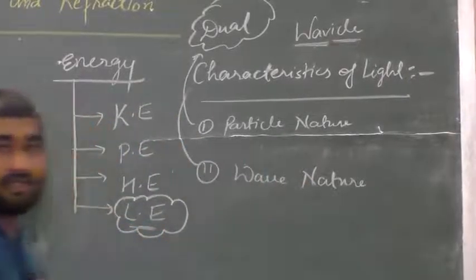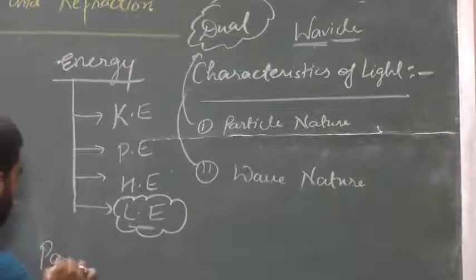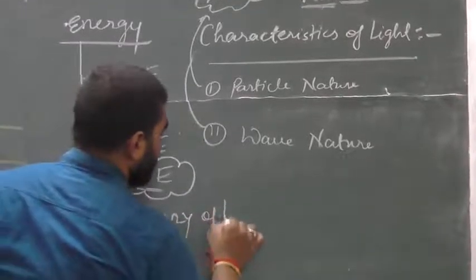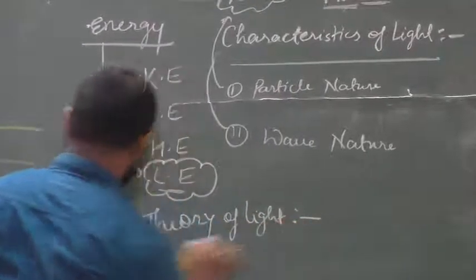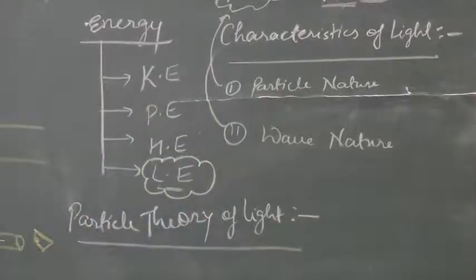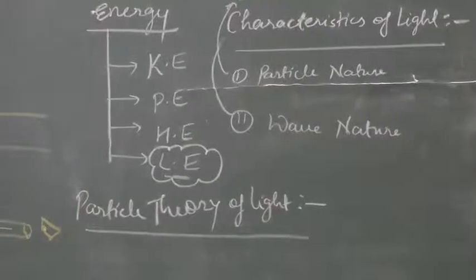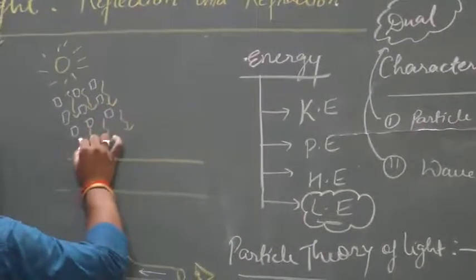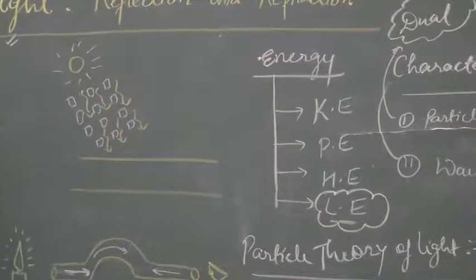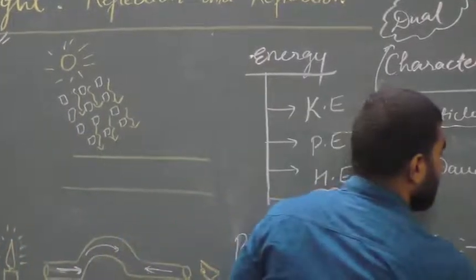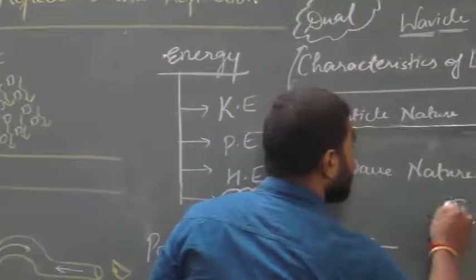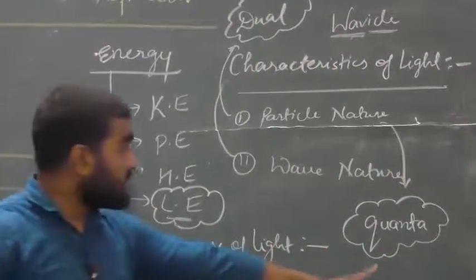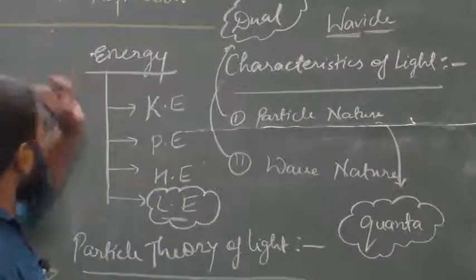What is the particle theory of light? Light contains many particles in the form of packets of energy called quanta. So the first nature shown by light is particle nature.